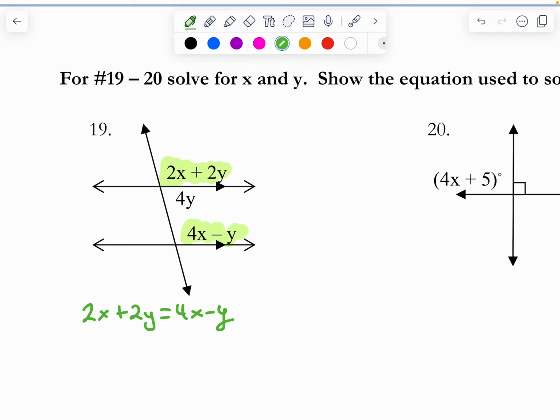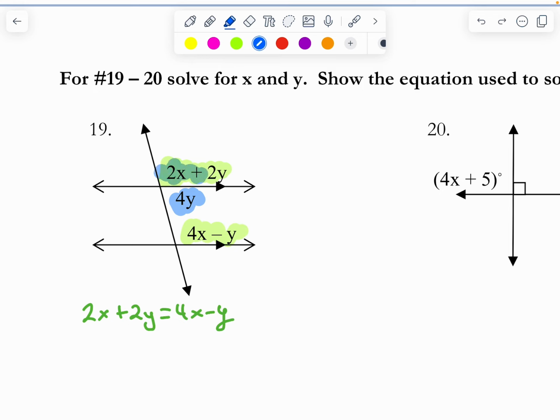And let's just write another equation. For the second equation, there's a couple different ways that we can take this. The first way is saying, hey, we've got 4y and 4x minus y, and those are same side interior angles, so therefore they're supplementary. So we could say it's 4y plus 4x minus y is equal to 180.